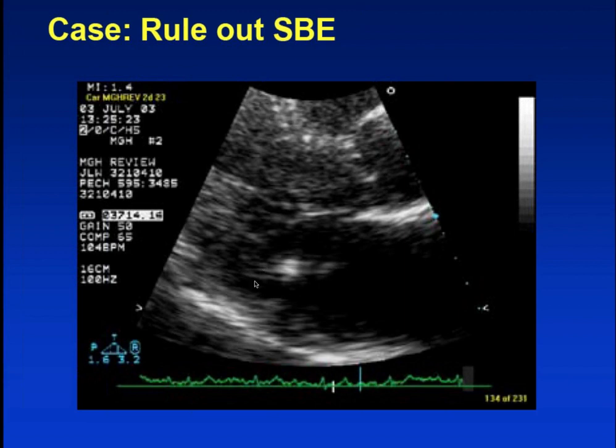And it becomes a bit of a problem because when the heart moves, the pigtail moves up and down with the annulus, and these artifacts move with it because of the side lobes, right?